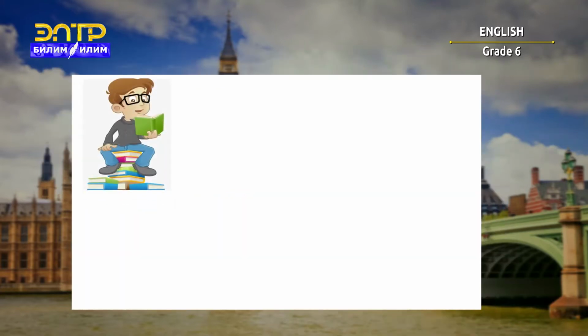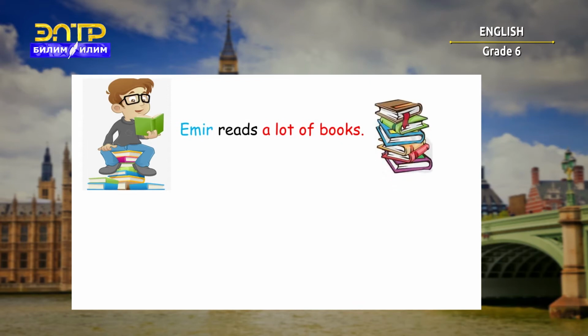Children, read this sentence. Emir reads a lot of books. Where is the subject and object of this sentence? Yes, Emir is the subject and it is at the beginning of the sentence. A lot of books is the object and it is at the end of the sentence.